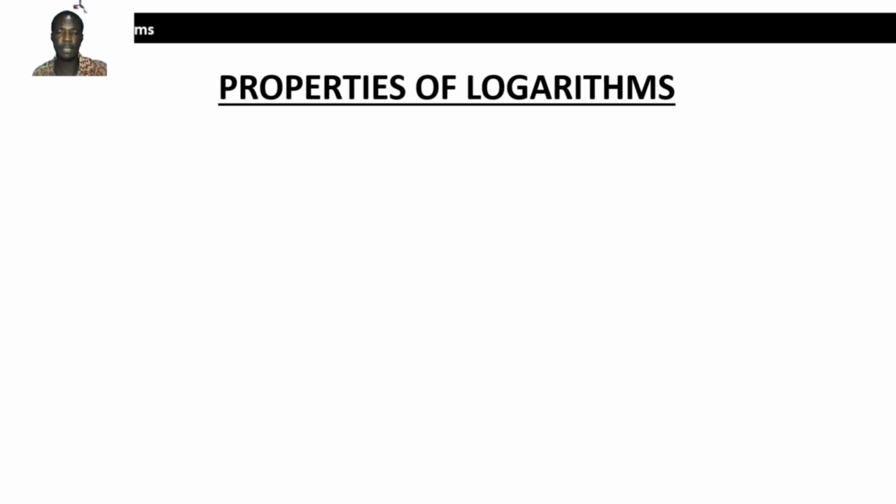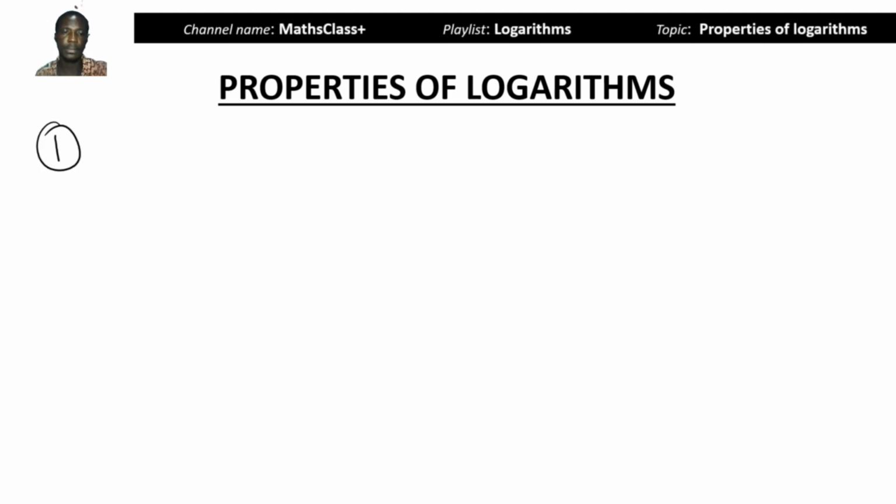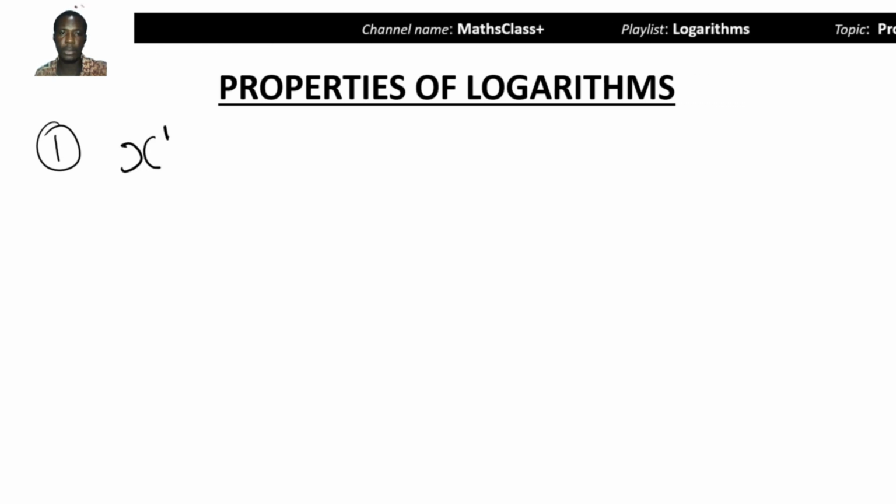Properties of logarithms. We have looked at the three laws of logarithm. And the next thing we want to look at is the properties of logarithms. So the first one we note is that in indices, x to the power 1 is equal to x. So any number to the power 1 is the number itself. This expression, let's change it to logarithm.